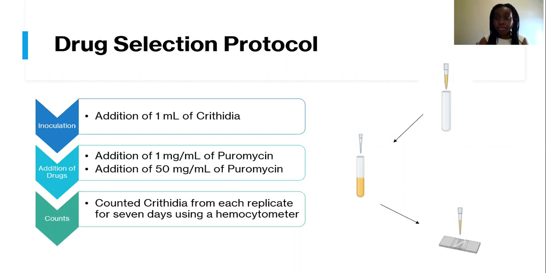For our puromycin drug selection, we added 1 microgram per milliliter of puromycin to one of our treatment groups. And to our other treatment group, we added 50 micrograms per milliliter of puromycin. We also had a control group which had no drugs. After the addition of drugs, we counted Crithidia for the next 7 days using a hemocytometer.